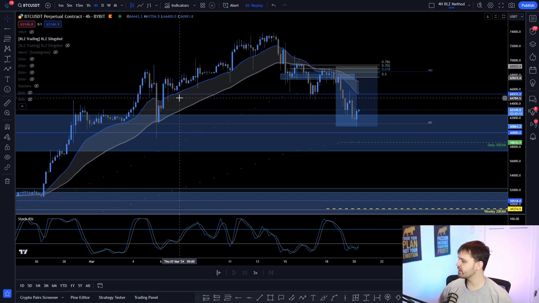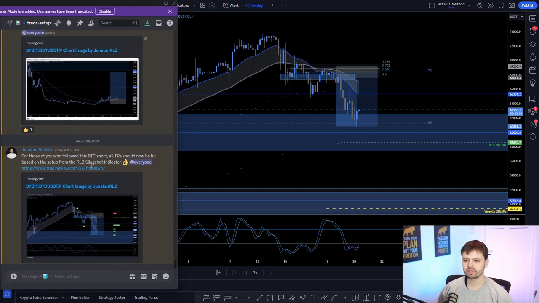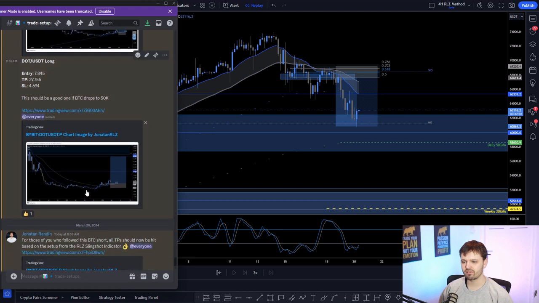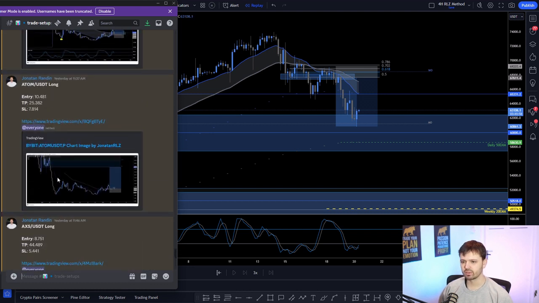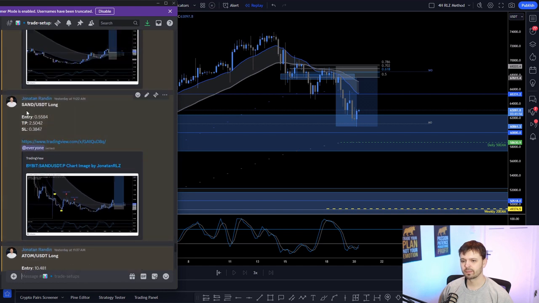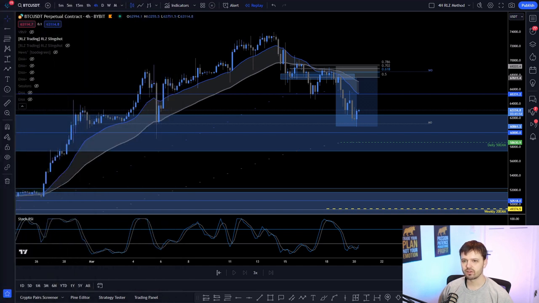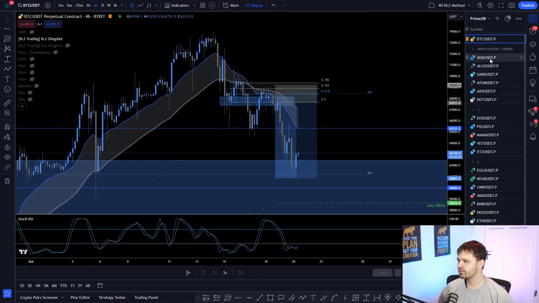Now I'm also in a few altcoin positions, and you can see here where I do have these right here. This is the trade setup channel. Here's the BTC short, but I also have a lot of different altcoin positions that we are waiting to get filled on. We got AXS, Atom, Sand, to name a few. Let's go through the list of the altcoins that I'm currently watching right now.